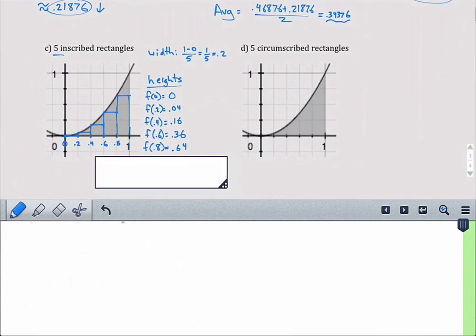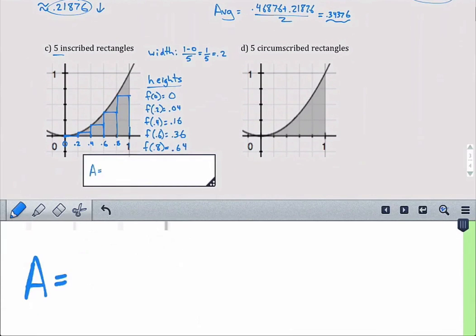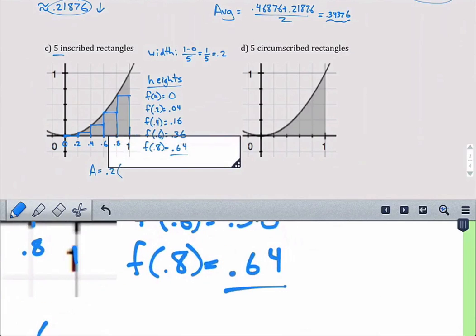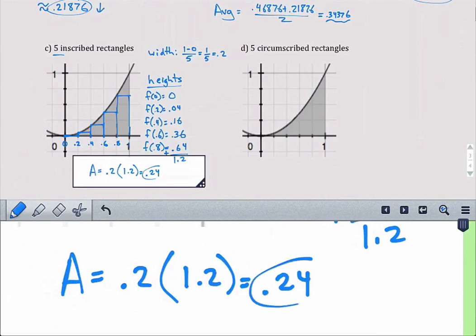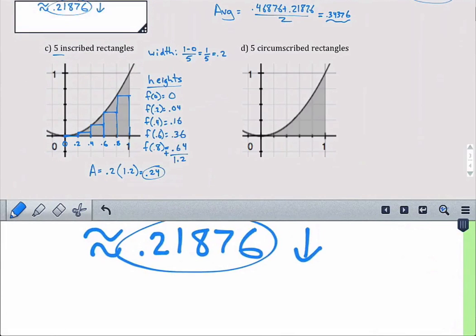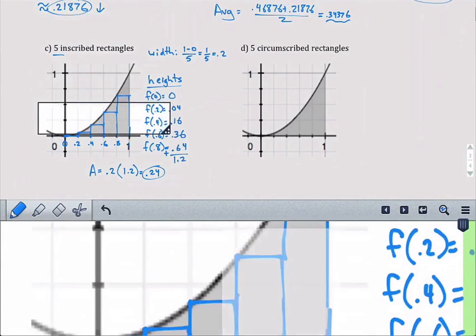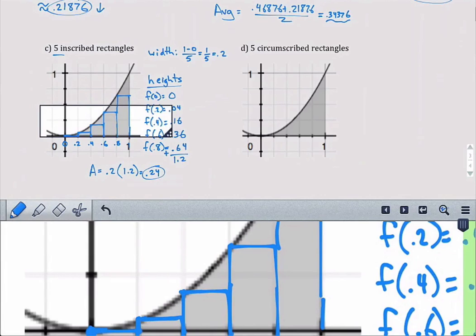All right, now if we're going to find the area, remember we can take our width of 0.2 and multiply it by our sum. So if we add all these up, it actually gives us, let's see, 0.2 and then 1, so that's actually 1.2. So our area is going to be 0.2 times 1.2, which is 0.24. Okay, and you can see here that this is a little bit better approximation than with 4 rectangles, and you can see that the area is a little bit closer.